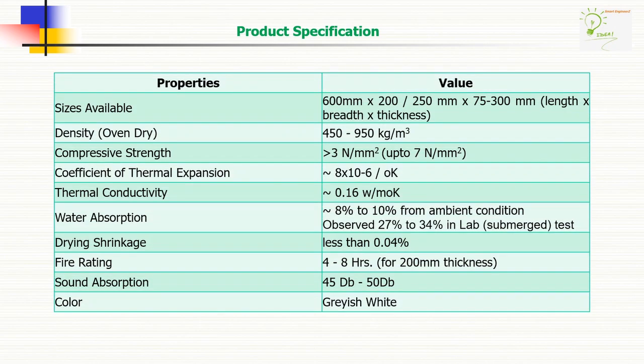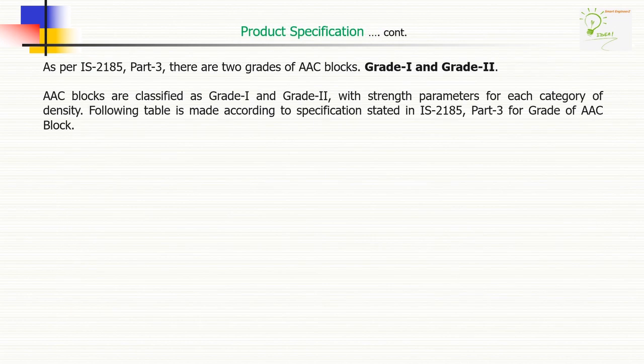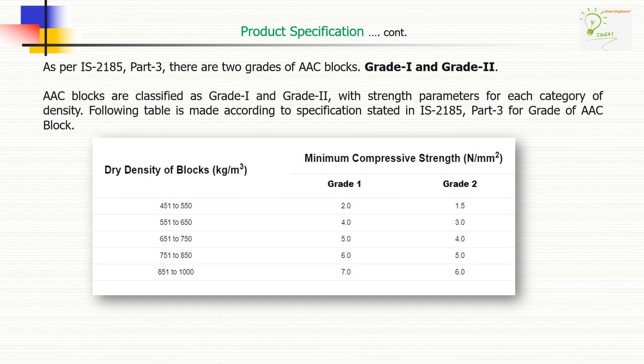Let's review the product specification of AAC block. Are you aware there are two grades of AAC blocks available? That is grade 1 and grade 2. Let's review the minimum compressive strength of each of them.